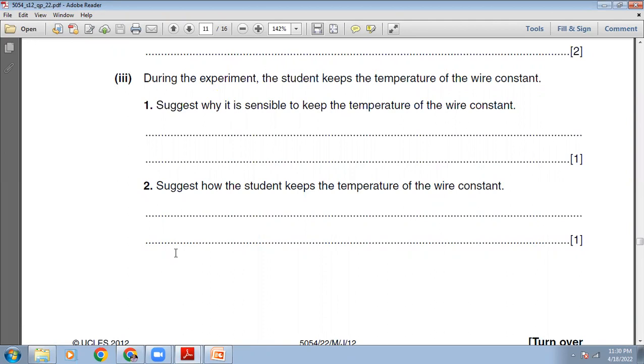You can keep the temperature of the wire constant, but you will switch on the circuit. Immediately you will note down the reading on the ammeter and the reading on the voltmeter, and then you will switch off the circuit. So the wire will not get hot, because when current flows through the wire, due to the resistance of the wire, it becomes hot. And when the wire becomes hot, its temperature will change and its resistance will also change.